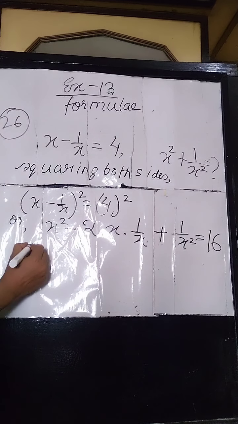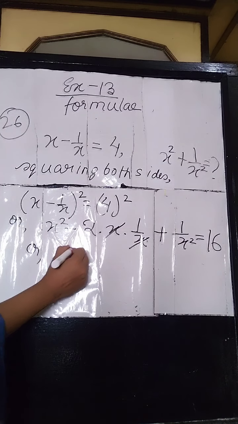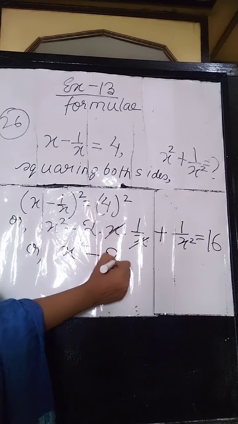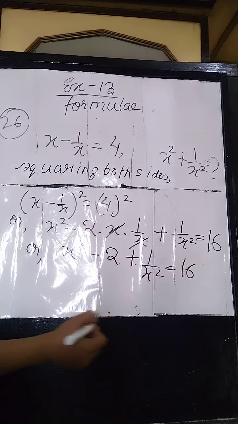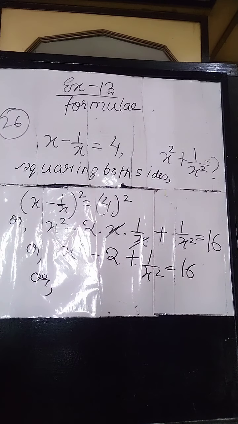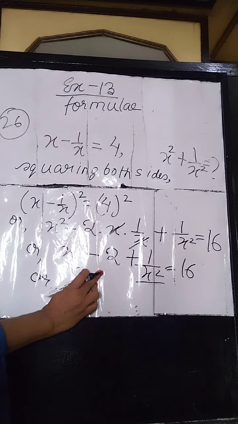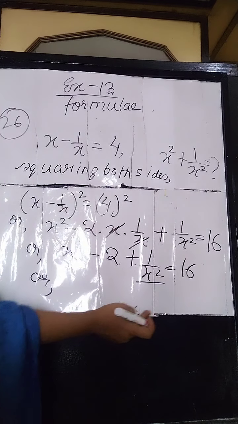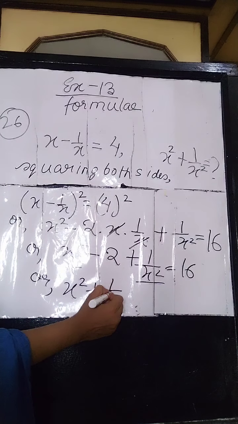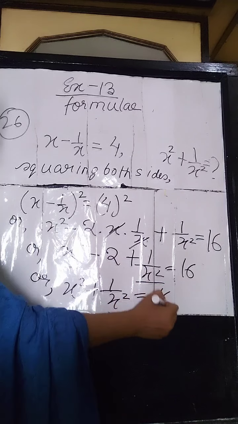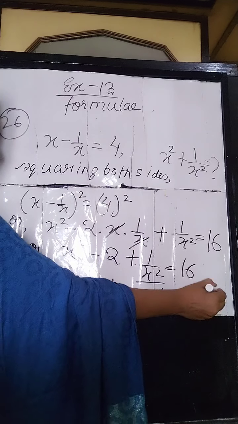Now this x and x will cancel. Now we will get x square minus 2 plus 1 by x square equals 16. Now you are asked to find out the value of x square plus 1 by x square. So 2 will not be here. 2 will be shifted to the right hand side and it will be added with 16. So x square plus 1 by x square is equal to 16 plus 2, that is 18.